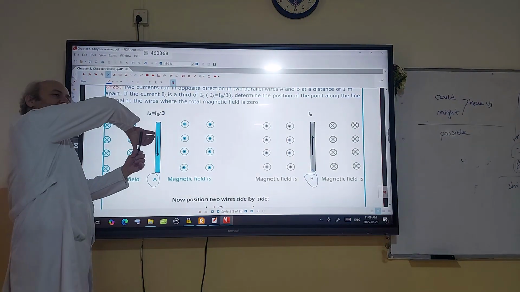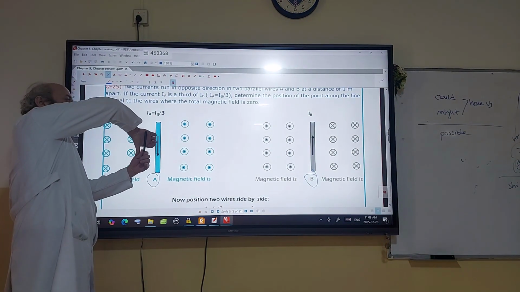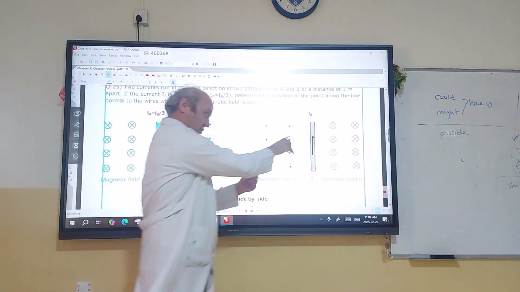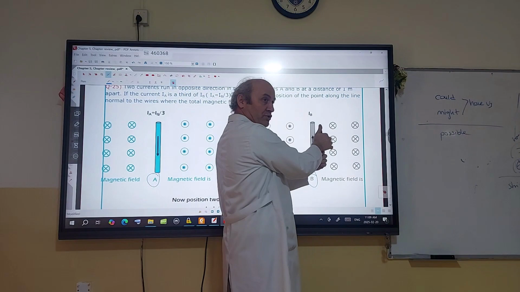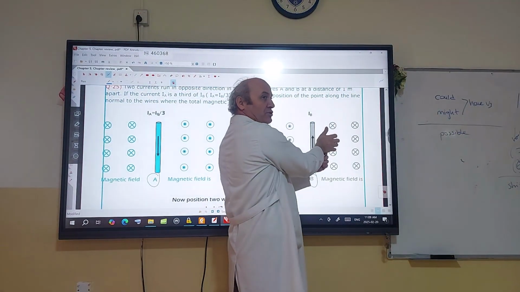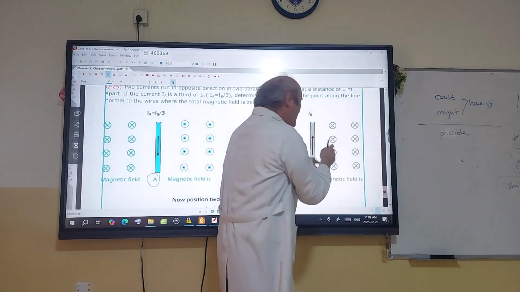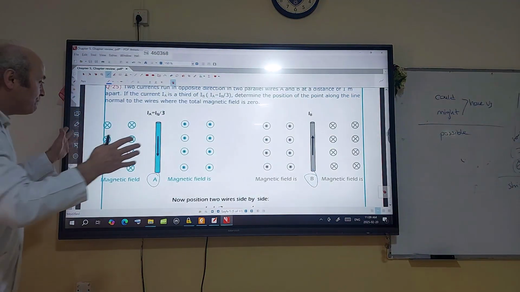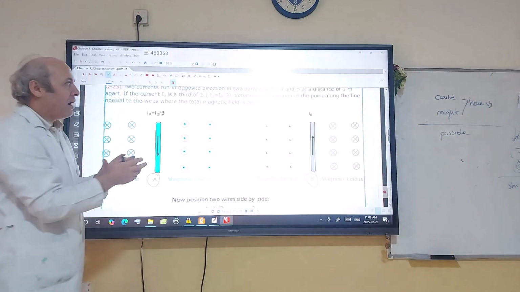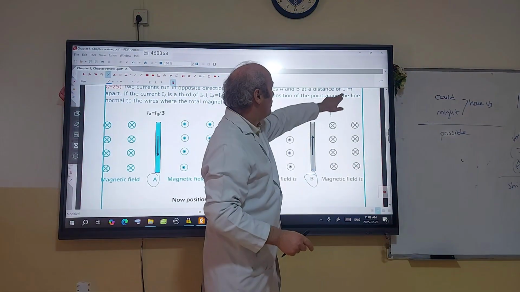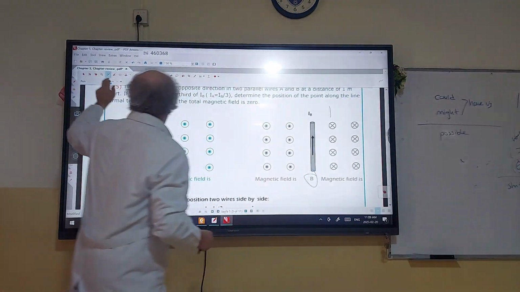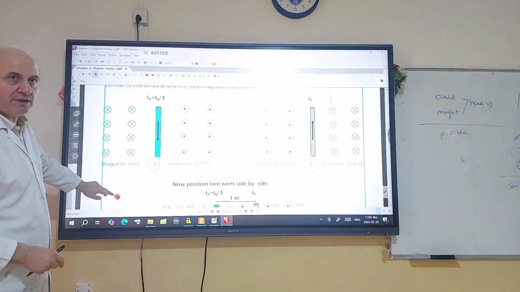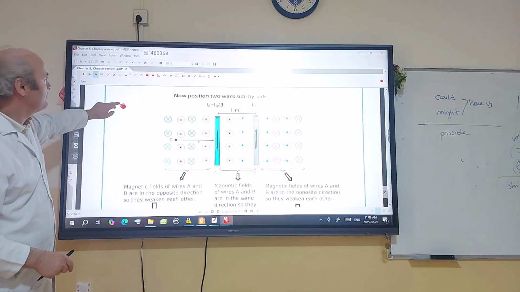Wire A's magnetic field around it is, on the right, out, and on the left, in. But this one's opposite, because the electric current is opposite. On the right it is into the page, on the left out. I separated them first to see the magnetic fields, but normally these wires are put close to each other. How much is the distance between them? 1 meter. Now I'm going to make them close to each other.